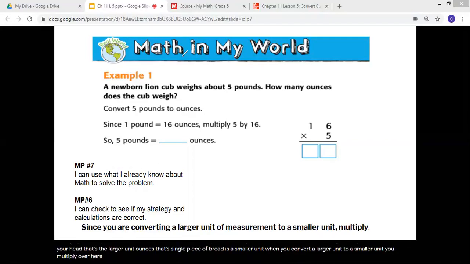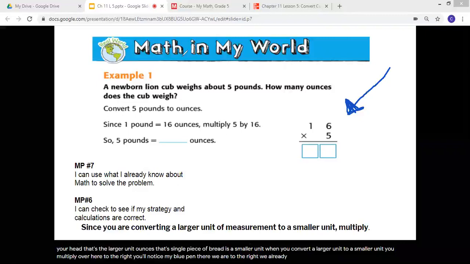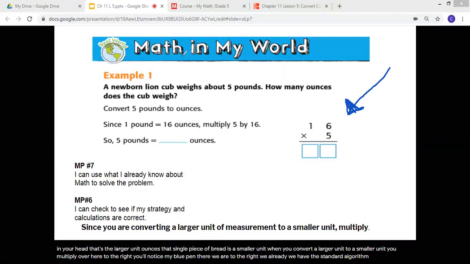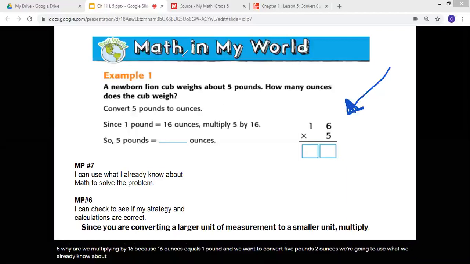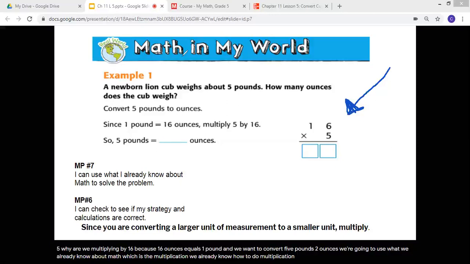Over here to the right, you'll notice my blue pen. To the right, we already have the standard algorithm for 16 ounces by 5. Why are we multiplying by 16? Because 16 ounces equals 1 pound, and we want to convert 5 pounds to ounces. We're going to use what we already know about math, which is multiplication. We already know how to do multiplication.